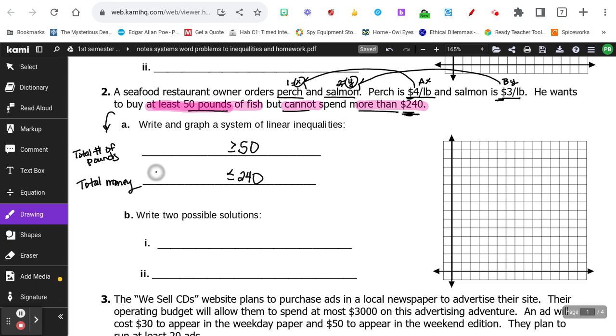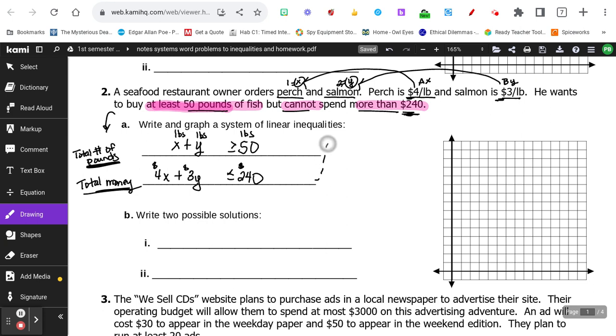That's going to be 4X, that's money, $4 per pound, plus 3Y, that's $3 per pound for the salmon. And that's money. Okay, this inequality now is all dealing with money. This is only dealing with the number of pounds. Well, let's see. Didn't specify the number of pounds, but the number of pounds of perch plus the number of pounds of salmon has to be at least 50. So that's dealing with pounds. That's dealing with pounds, and that's dealing with pounds. So now I have my 2 inequalities.